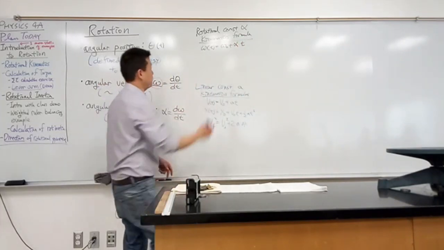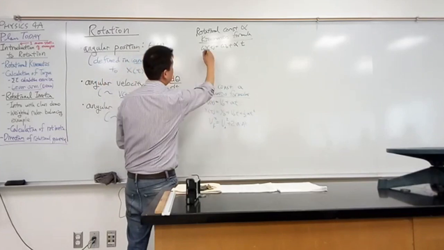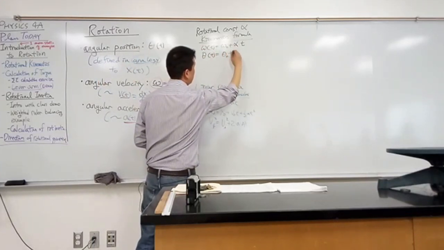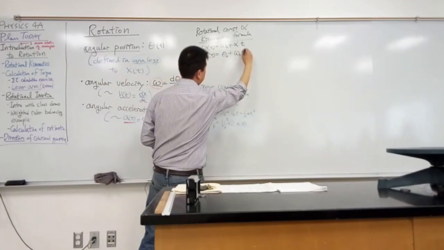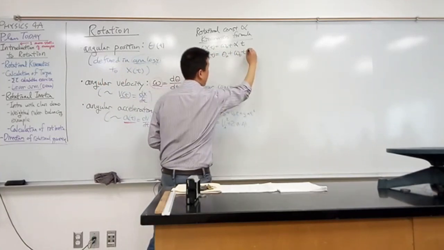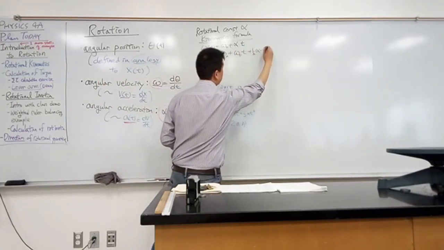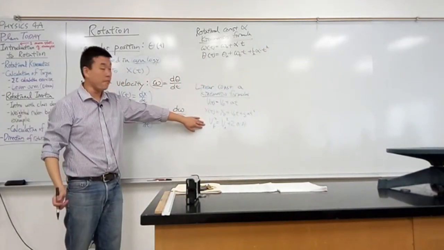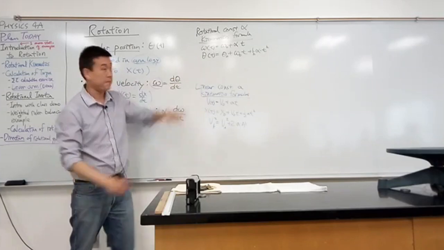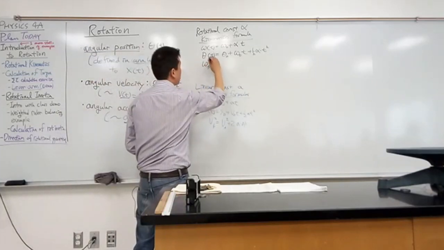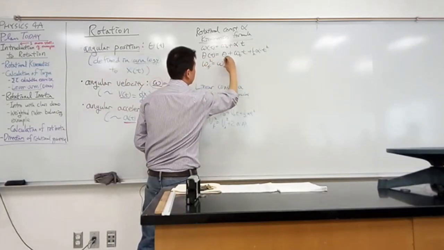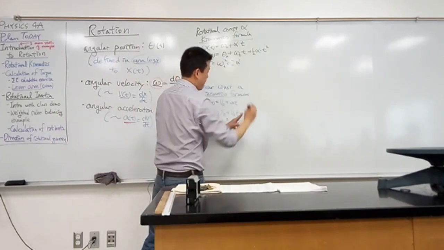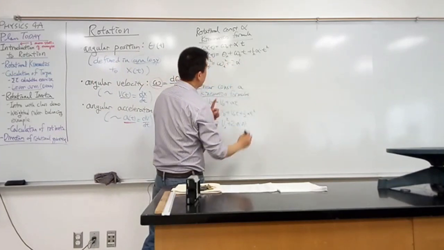And the same thing for position. So theta as a function of time is equal to initial position plus initial angular velocity times time plus 1/2 angular acceleration times time squared. Or the v squared formula in the rotational version of them. So omega final squared is equal to omega initial squared plus 2 times angular acceleration times change of angle.